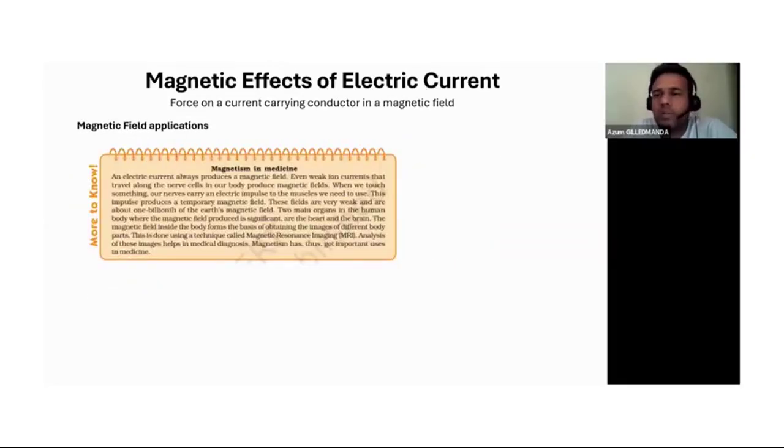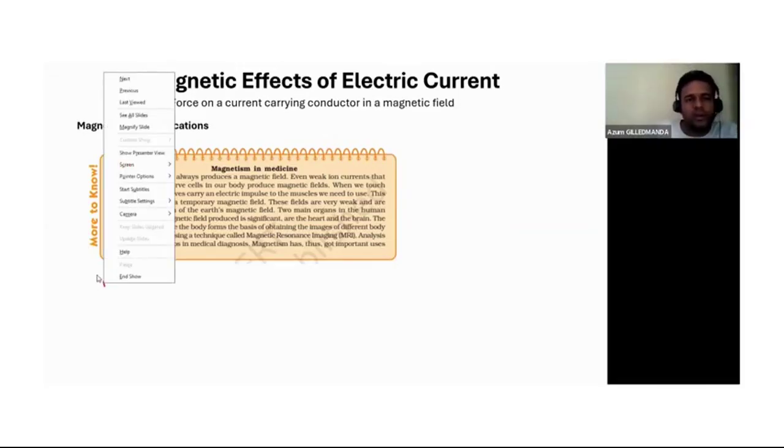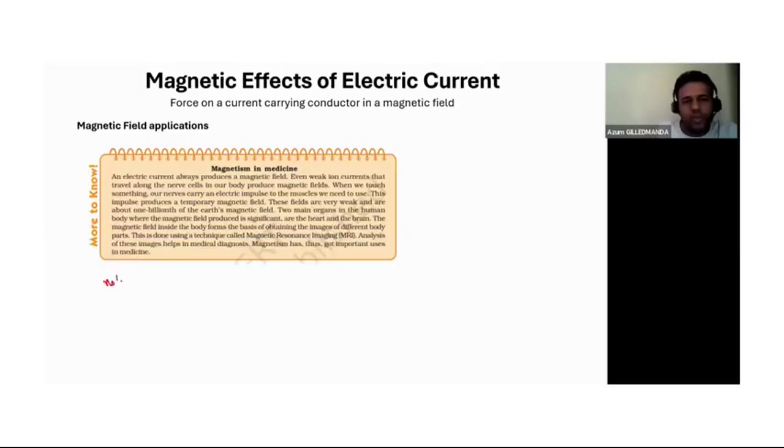Now, what are the applications of magnetic field? The major applications we learned are the electric motor and the generator, and many other electrical appliances where a force should be exerted.